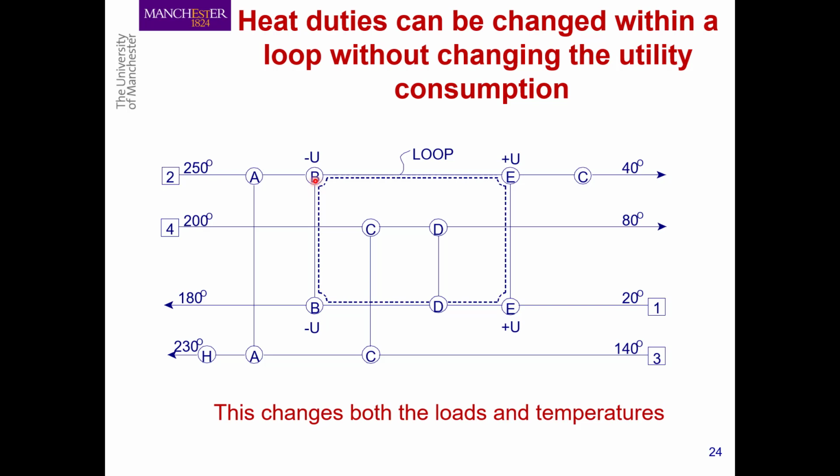And if you move the duties from one exchanger to the other exchanger, you can actually control the size of that exchanger within this particular loop. And we move this heat duty from one unit to another unit in such a way that we minimize the overall area required for this entire loop.